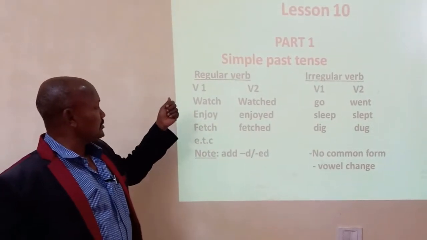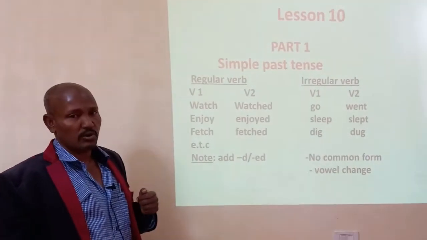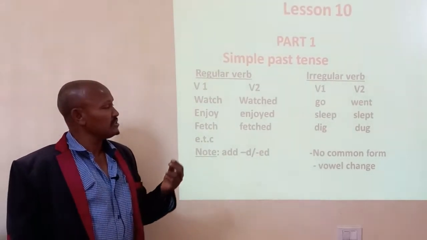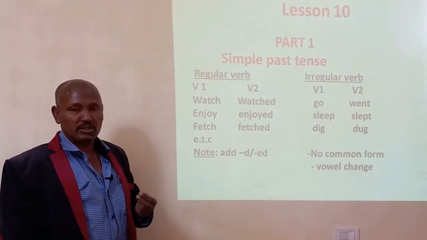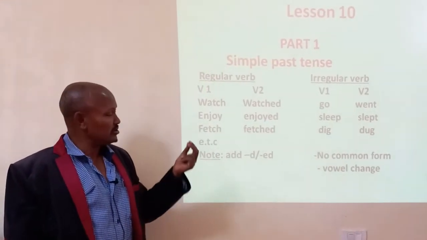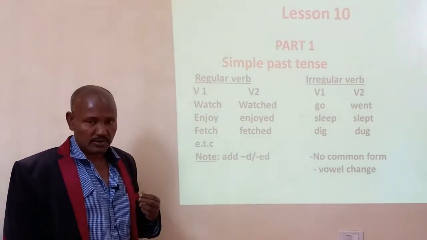Let's take some examples here. Verb 1 is the simple present. Verb 2 is the simple past. Our attention is on verb 2, or the simple past. Here, watch and watched, it adds ed. Enjoy and enjoyed, it adds ed. And fetch and fetched, which is ed here. So these kinds of verbs are regular verbs.